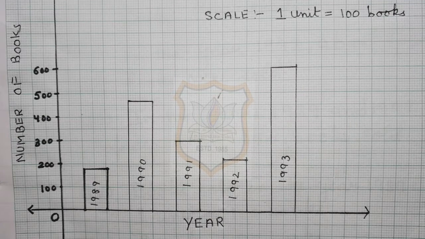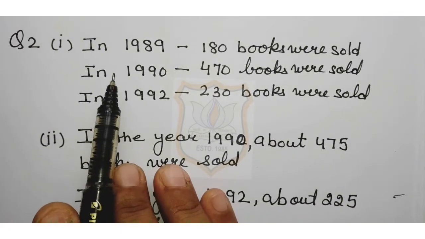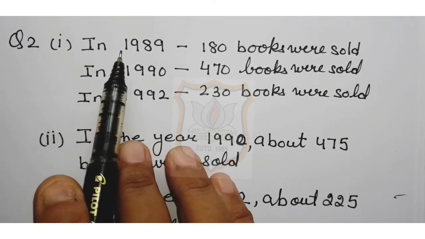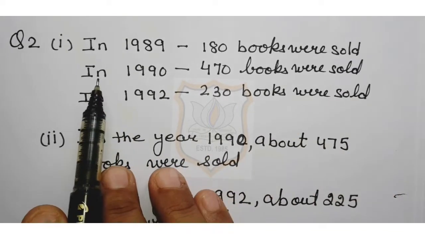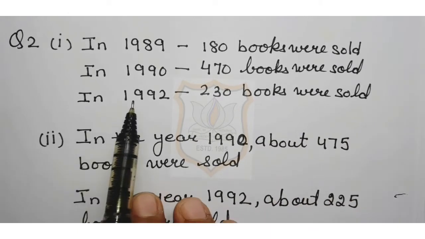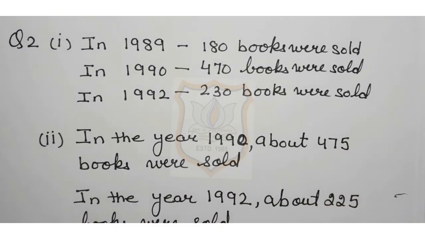Now I will tell you how you have to write answer of this question in your notebook. So students, in this way you have to write answer of part 1 of question number 2. In 1989, 180 books were sold. In 1990, 470 books were sold. And in 1992, 230 books were sold.